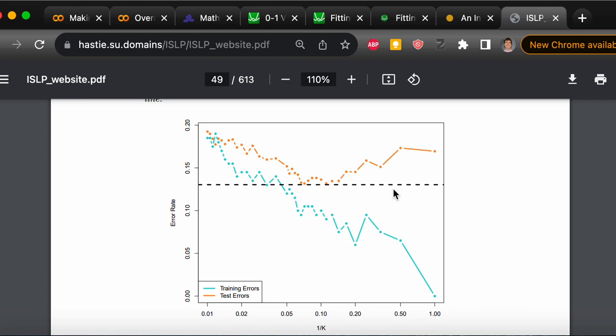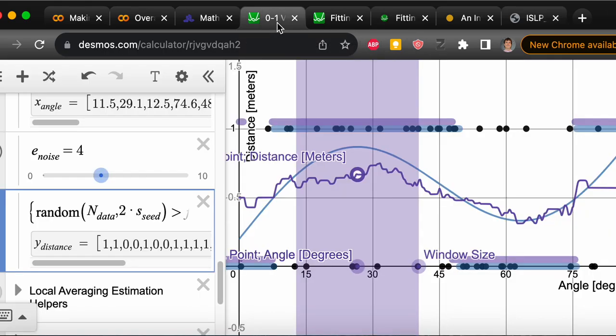The training error starts quite high. When k equals 100, the training error is very high. And as k decreases, you get a very low training error. In fact, it's going to be perfect when k equals 1. But the test error, for some validation set, has a U-shaped curve, where there's a sweet spot in between where the test error is minimized. This is sort of the right amount to do. And this is exactly like what we did in Desmos.